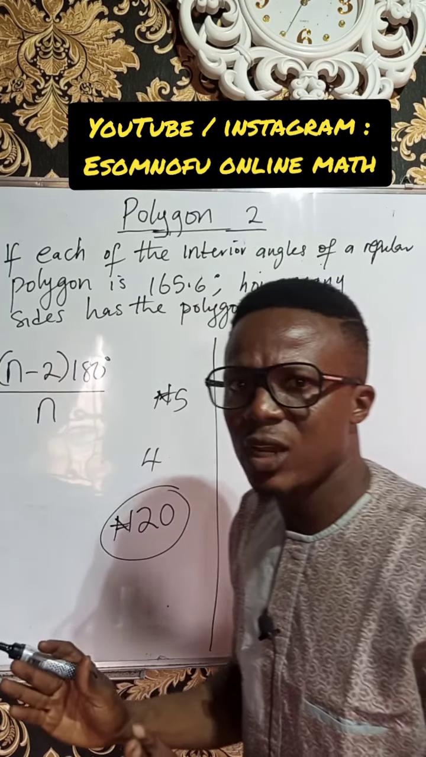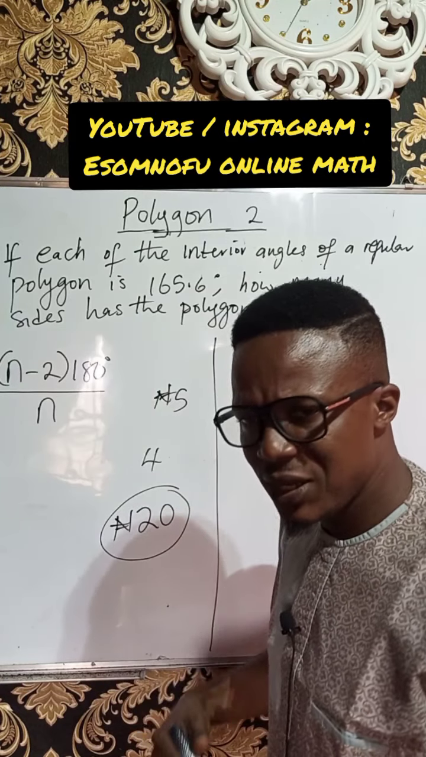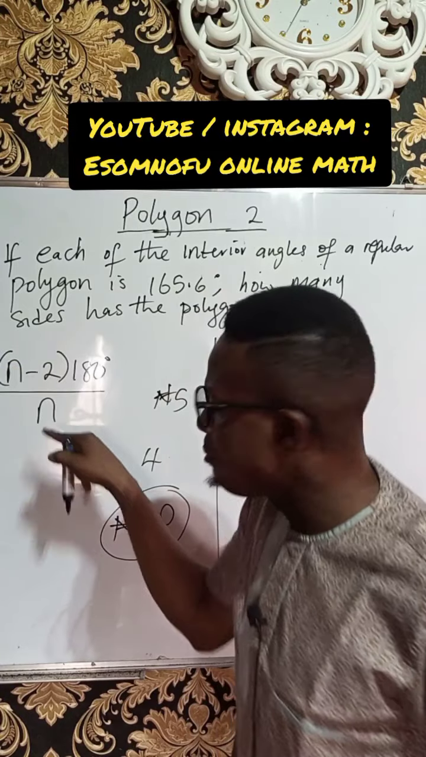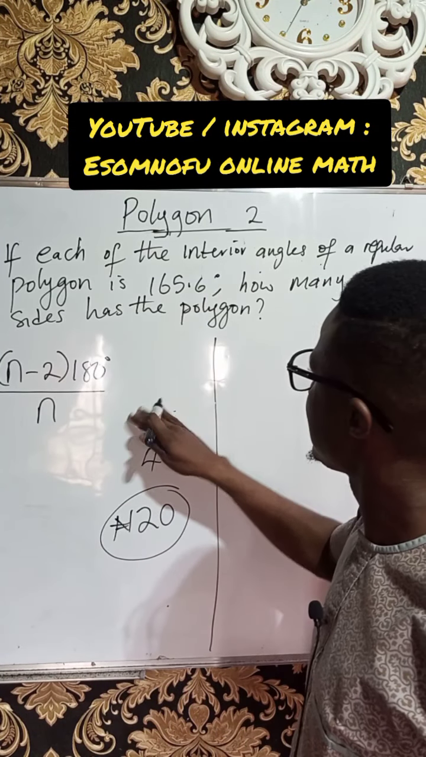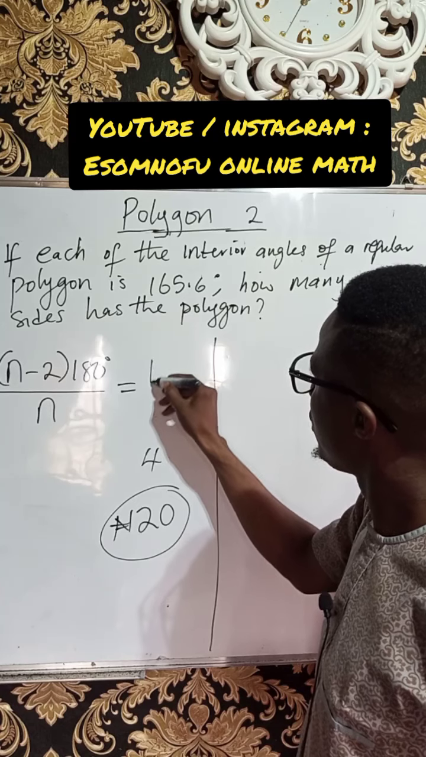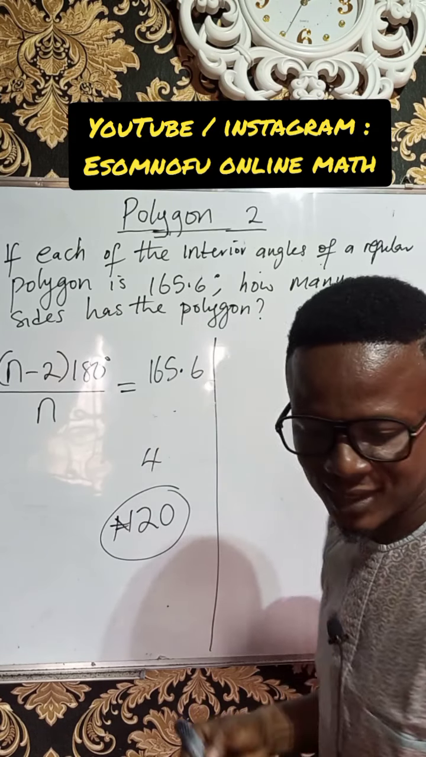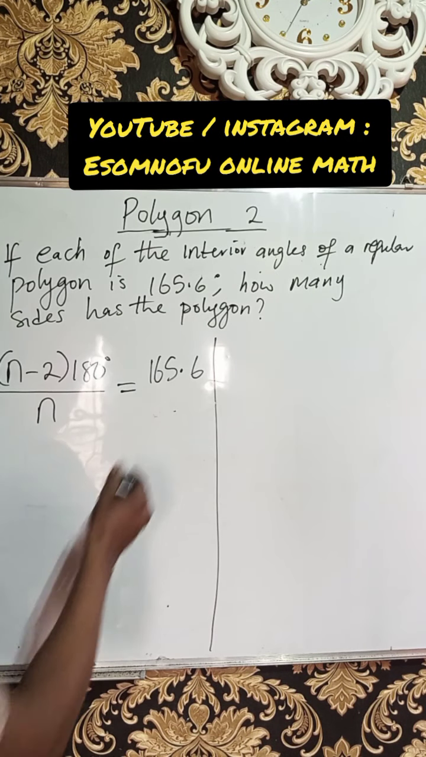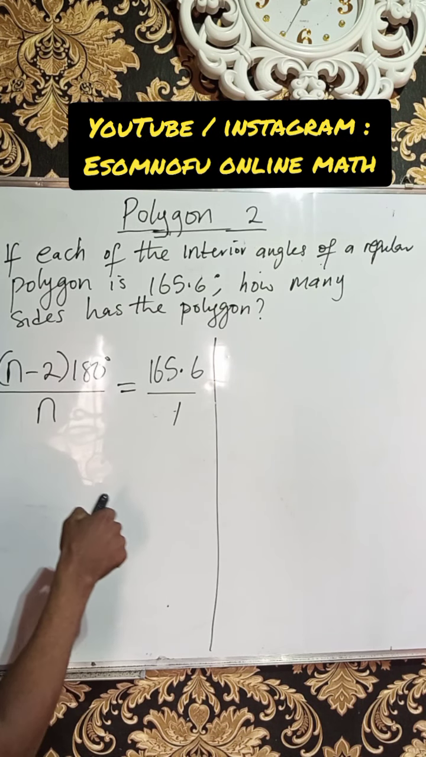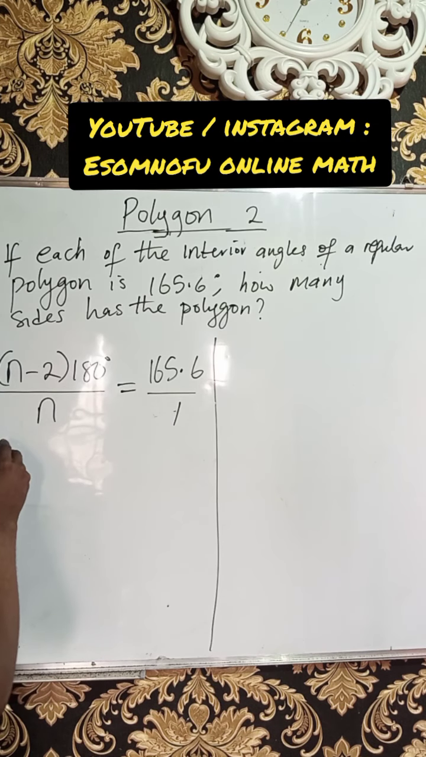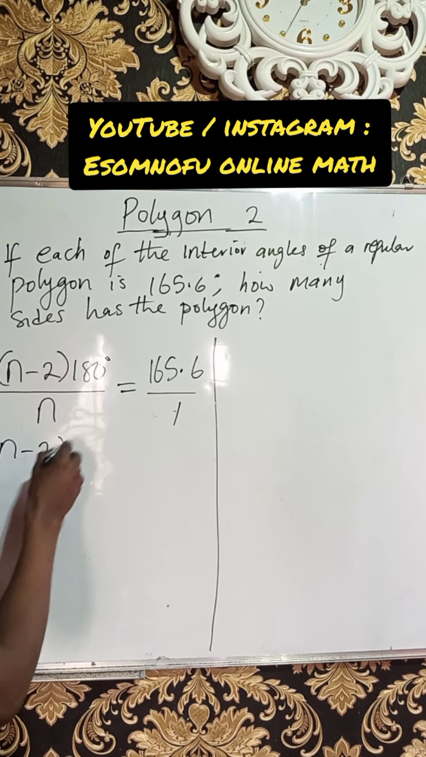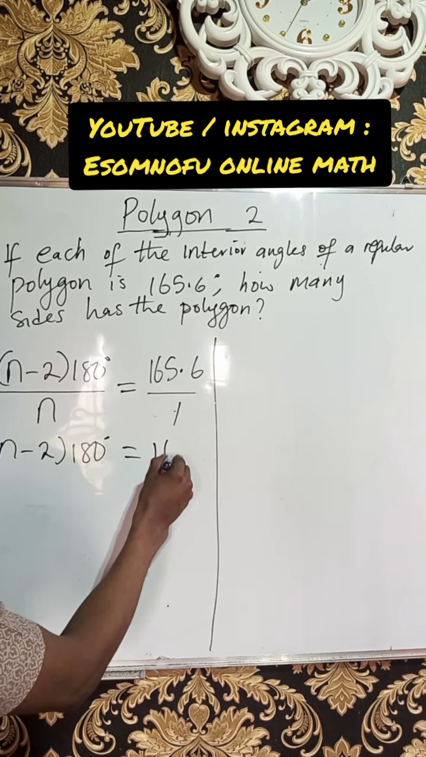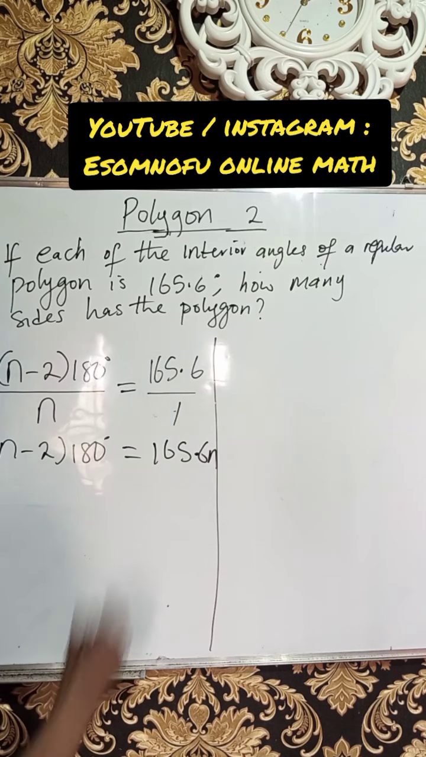Therefore, once you hear each angle and you want to get the size of each angle of any polygon, divide the total, which is the sum of angles, by the number of sides of the polygon, and that will give you the value of each angle, which is 165.6, isn't it? So from here, this can be seen as over 1. We cross multiply. This times 1 will give us the same thing. We have (n minus 2) times 180 degrees equals n times this, which gives 165.6n.